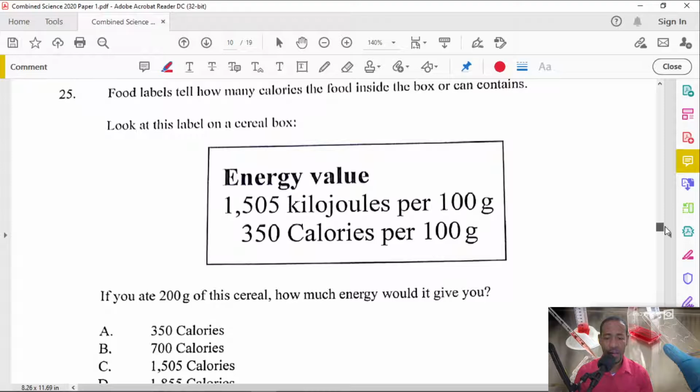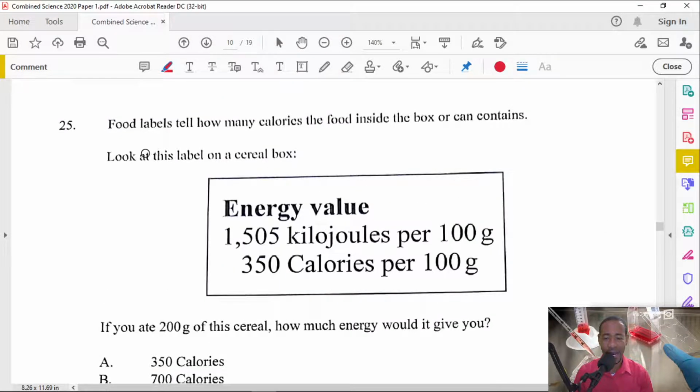Now, question number 25 reads that food labels tell how many calories the food inside the box or can contains. It said, look at this label on a cereal box, and so you have energy value. You have 1,505 kilojoules per 100 gram, and that's energy. So kilojoule is for energy right here. And the number of calories based on this energy is 350 calories per 100 gram.